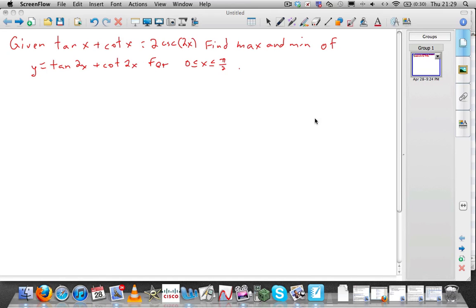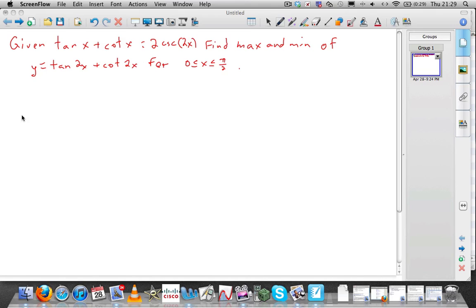Okay, here we go. We are given that tan x plus cot x is 2 cosec 2x, and we need to find the max and min, without a calculator, of y equals tan 2x plus cot 2x for the domain x between 0 and pi over 2. Alright, so first let's think about what this means.